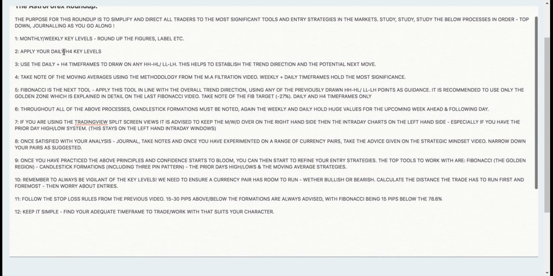Then you go into your daily 4-hour key levels. You follow the rules there. Remember, you only want 4 overall. Start on the daily, then come down into the 4-hour. Note, yen pairs and gold, you may have to find the majority on the 4-hour time frame.